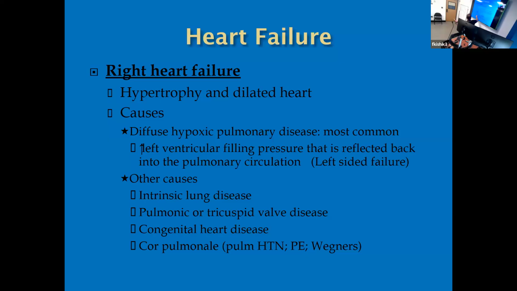Intrinsic lung disease, group 3. Pulmonary tricuspid valve disease, group 2, heart failure. Congenital heart disease, group 2, heart failure. And that can lead to cor pulmonale. PE, group 4. So it's all sprinkled in there as the causes of pulmonary hypertension.